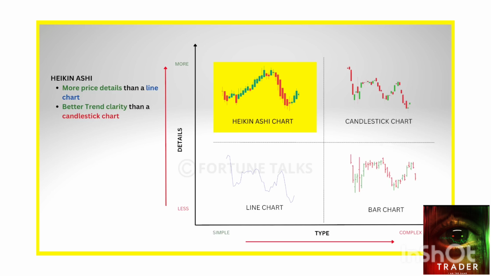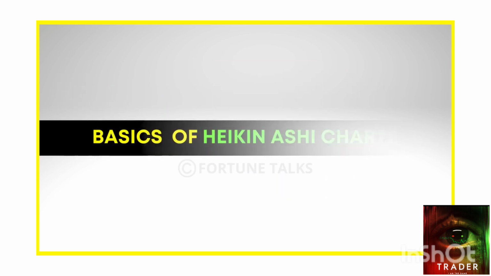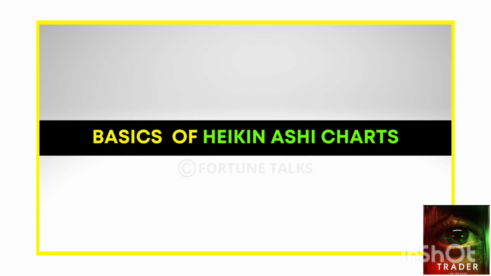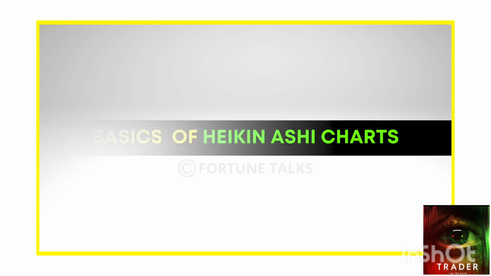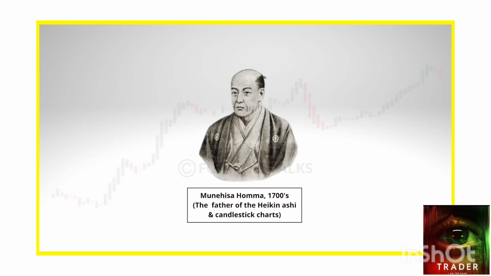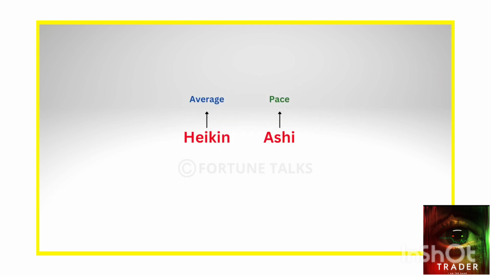Now, having understood why we need to consider Heikin-Ashi, we are ready to take a look at what Heikin-Ashi is. Starting from the grassroots level, the Heikin-Ashi trading technique was developed in the 1700s by Munehisa Homma, a rice merchant from Sakata, Japan, who is considered to be the father of candlestick charts also. So in Japanese, Heikin means average and Ashi means pace. Clubbing together, Heikin-Ashi represents the average pace of prices.